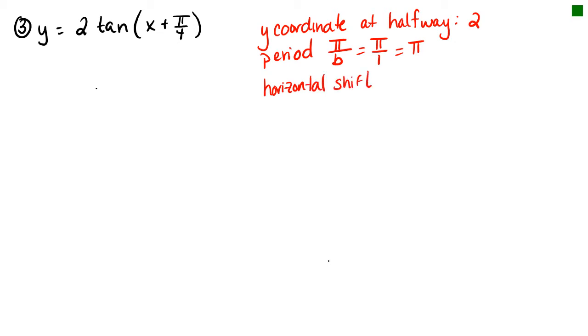It's going to have a horizontal shift to the left pi halves. So h equals negative pi halves. Remember, opposite signs when I'm in the parentheses. So to the left, to the left, to the left. There's no number being added outside the parentheses, so no vertical shift.